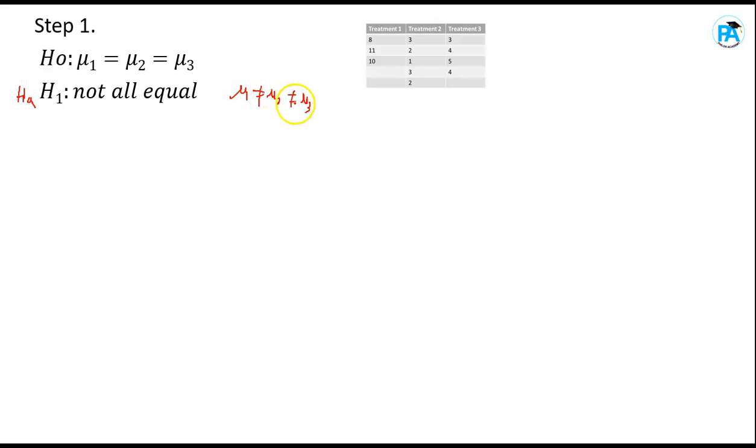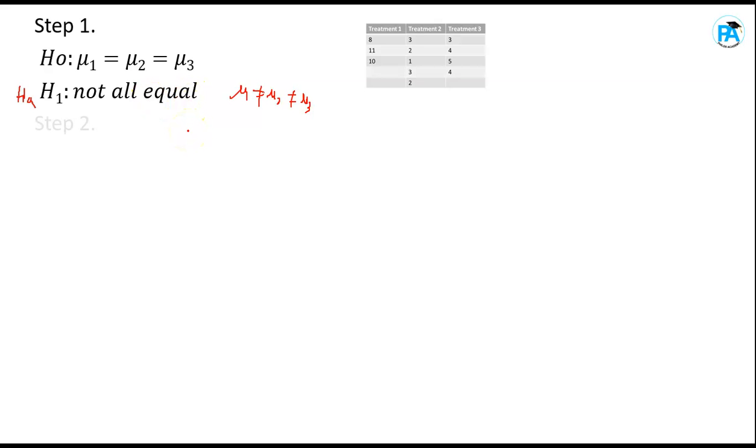But the reason I didn't write it like this is that when we say something is not equal, you see, there are 3. It could be that 2 of them are equal and the third is not equal to them, or all the 3 are not equal to each other. This is not equal to this and not equal to this. Or it could be that 2 of them are equal and only one is different. So that's why I write it in statement form that not all are equal.